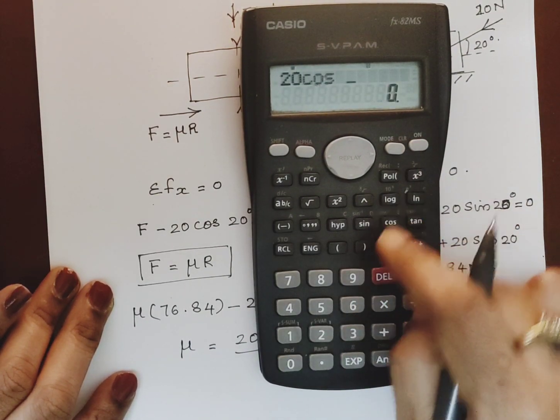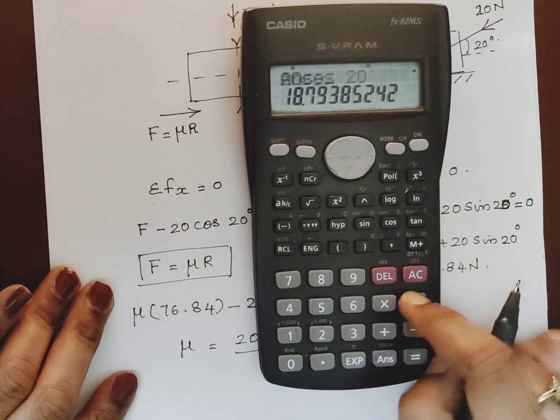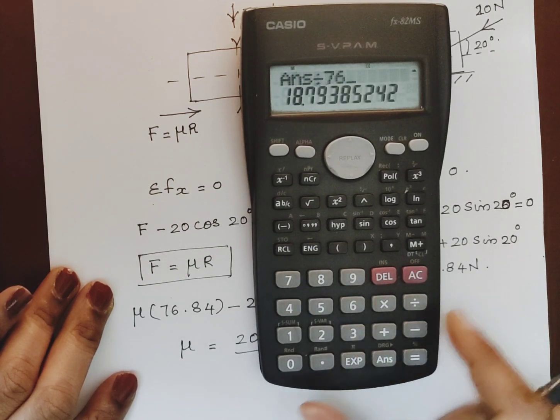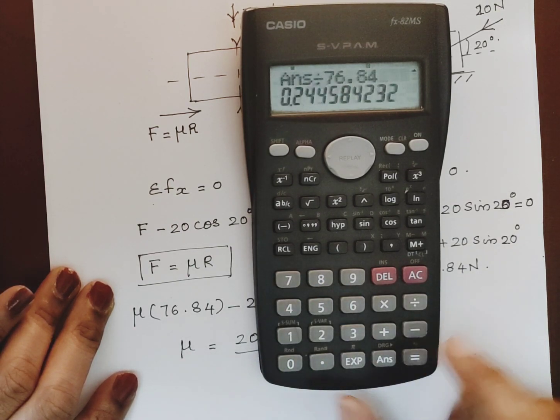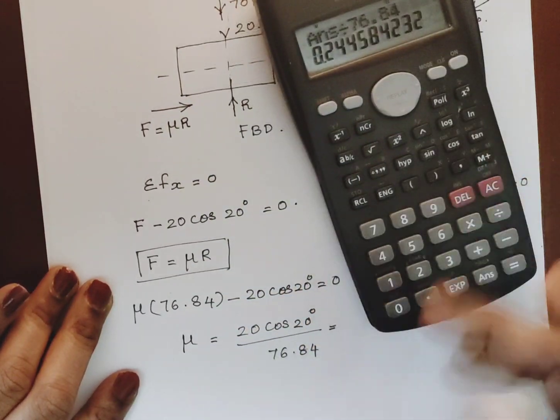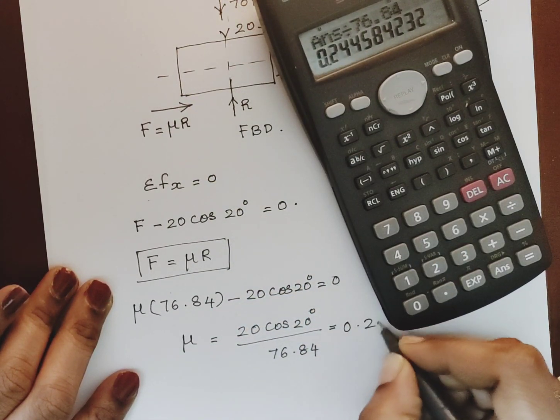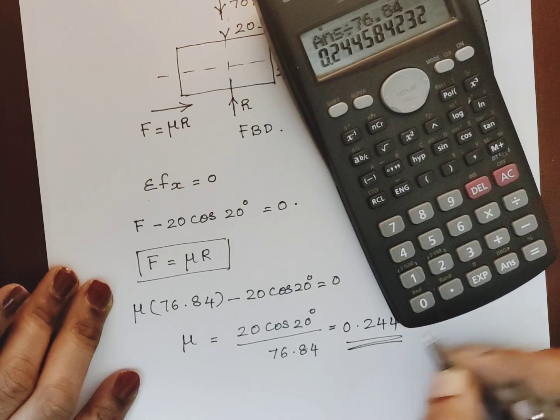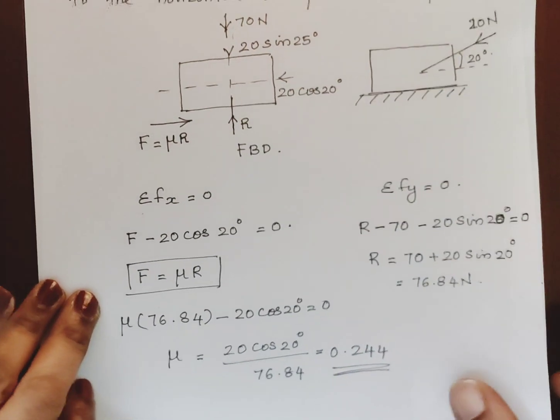So 20 cos 20 divided by 76.84. So that is 0.244. So it's a unitless quantity.